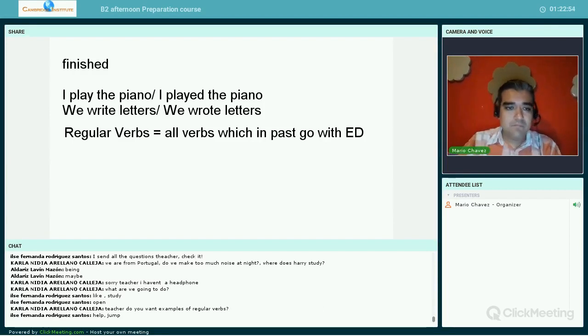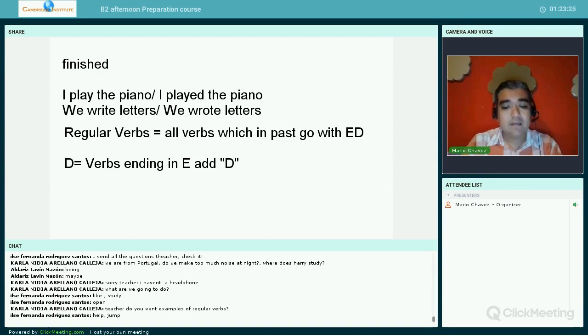So, for example, if the verb ends in an e, well, we only add the d, right? Like dance. We only add the d, danced. Verbs ending in e, right? So for verbs ending in e, we only add the d, right?